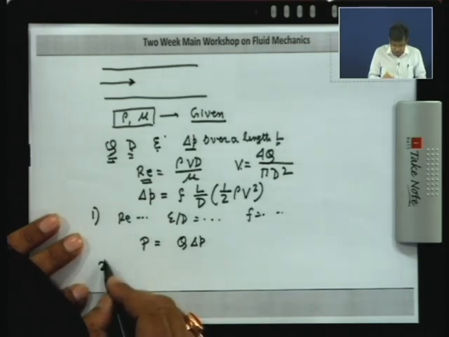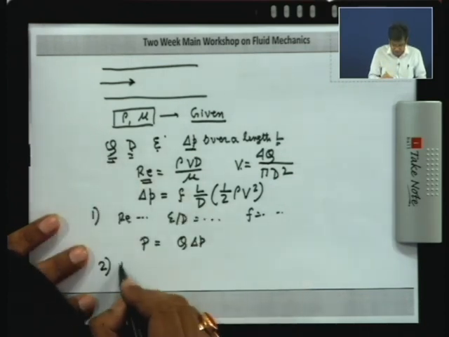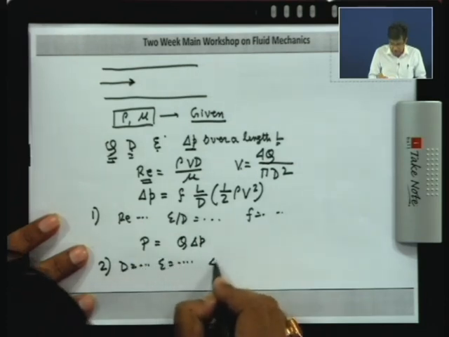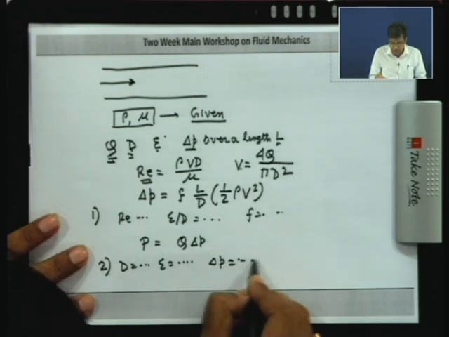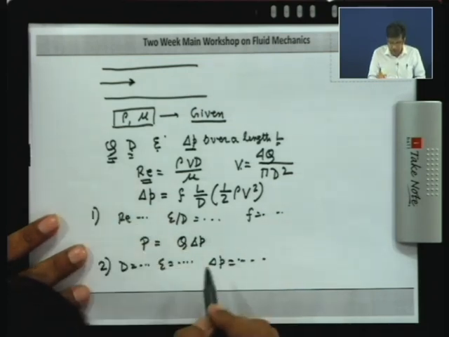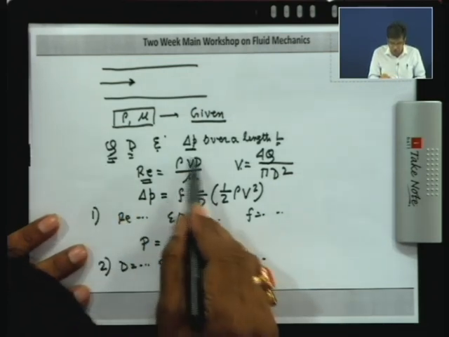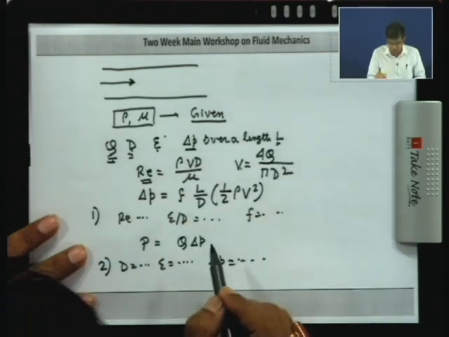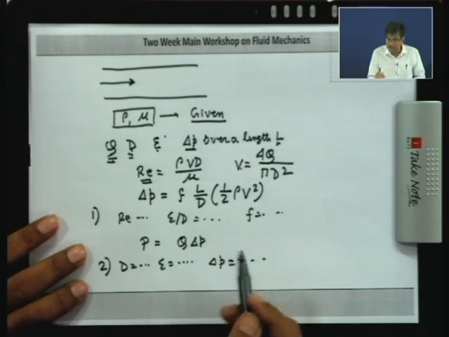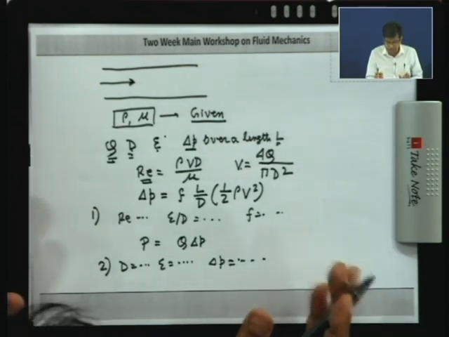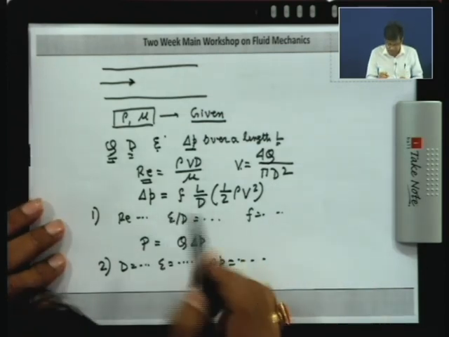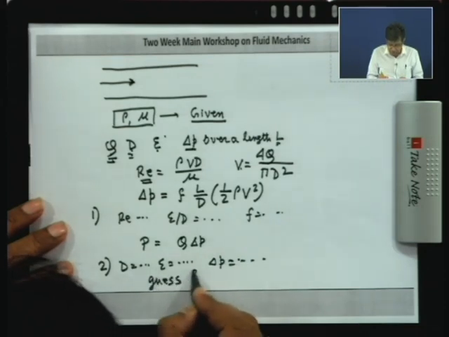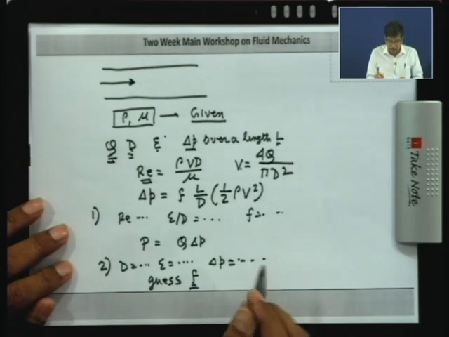The second category of problem is that Q is not given, D is given, epsilon is given, and delta P over the length is given. When Q is not known a priori, we do not know the Reynolds number a priori, because we do not know the velocity. So, in that case, you cannot proceed directly. We have to make an iteration. We have to guess a value of f. Some value of f is guessed.